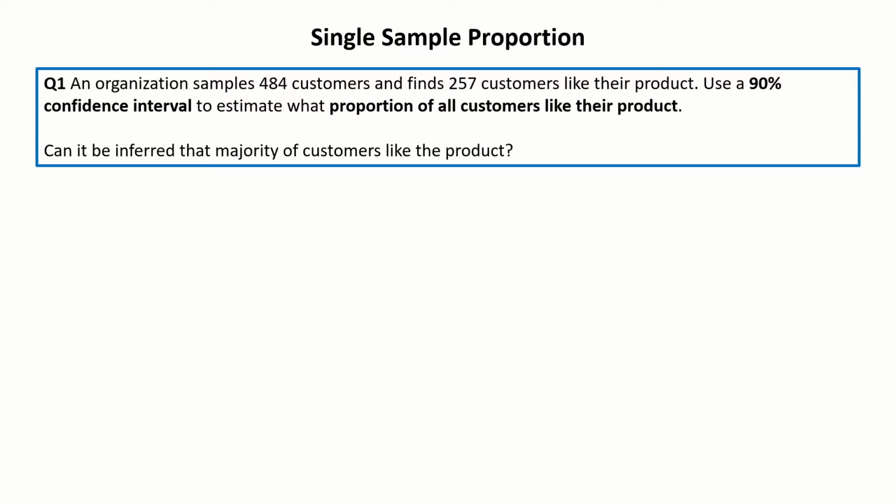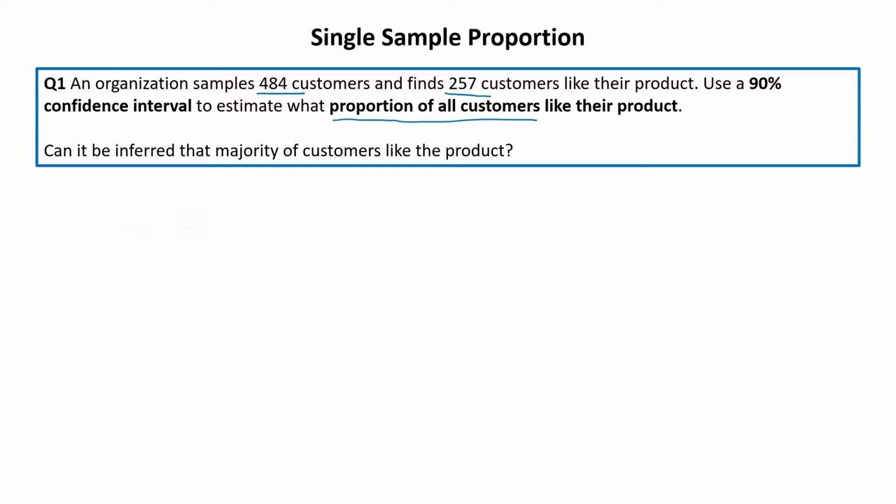Alright, so to explain proportions, we start off with a single sample proportion, and we can do this through an example. So let's say we have an organization and they handpick 484 customers. And from these 484 customers, they find that 257 people like their product. We can then use a confidence interval, so for example, a 90% confidence interval to estimate the proportion of customers that like their product. Now, this proportion is for the sample of 484 customers and not for the entire population.